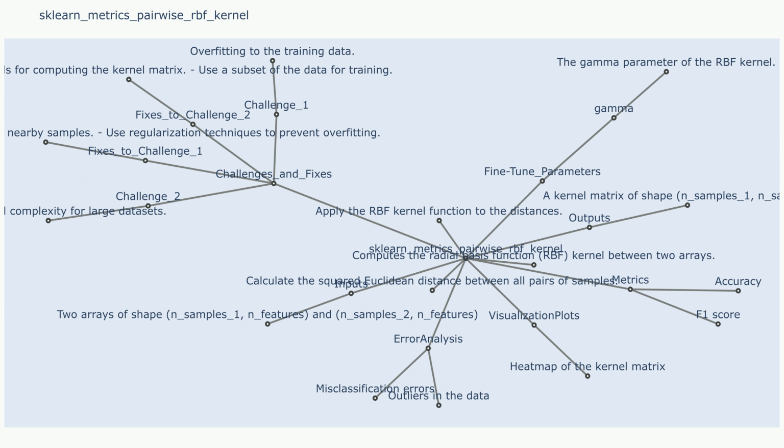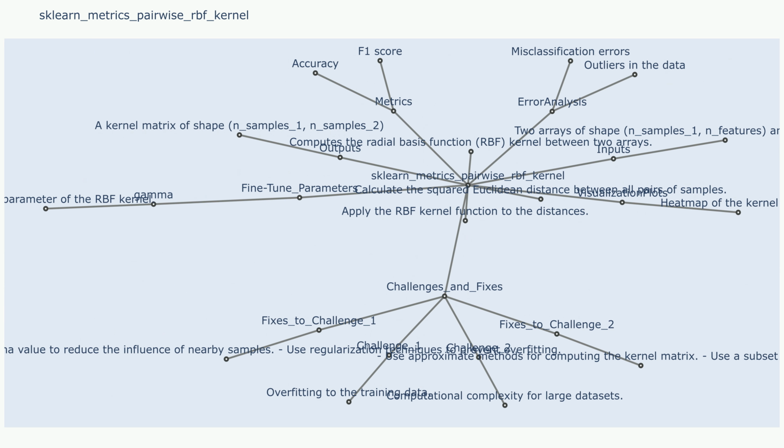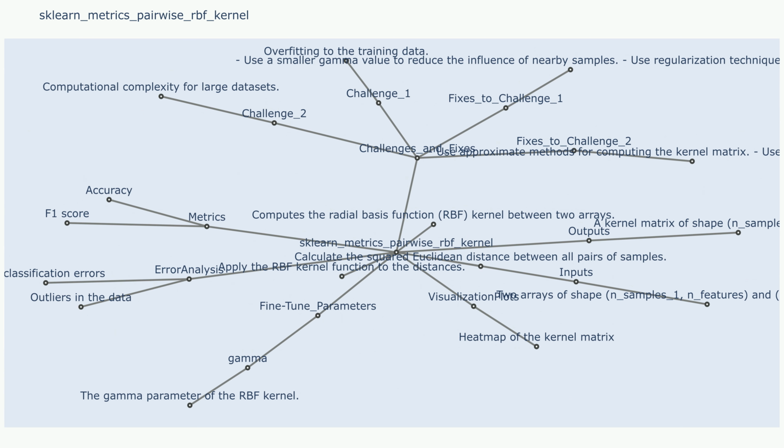Gamma, a float value representing the gamma parameter of the RBF kernel. Gamma controls the width of the Gaussian function. A smaller gamma value results in a wider Gaussian function, leading to greater similarity between distant points. A larger gamma value results in a narrower Gaussian function, leading to higher similarity between closer points.